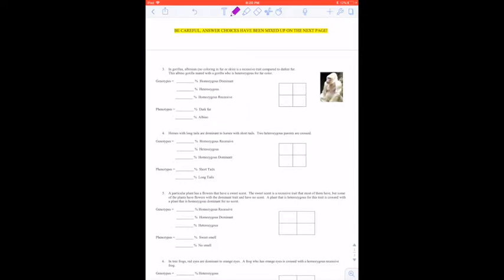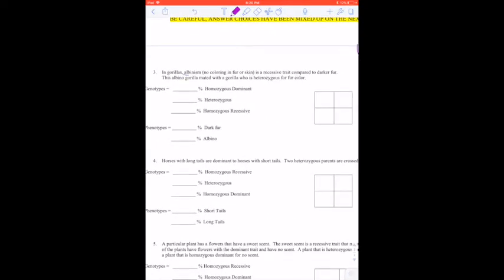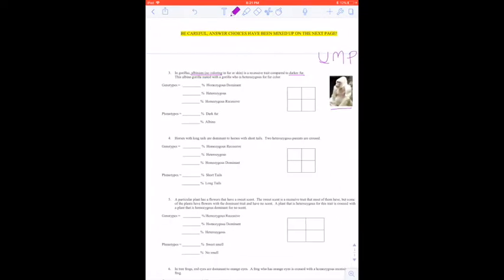So for number 3, it's talking about gorillas. Albinism, which means that there's no coloring in the fur or the skin, is a recessive trait compared to darker fur. This albino gorilla over here mated with a gorilla who is heterozygous for fur color. So if we use our UMP strategy, first thing we need to do is underline the traits. I see that there is albinism, meaning the no coloring, and I see darker fur. So now I've underlined my two options.